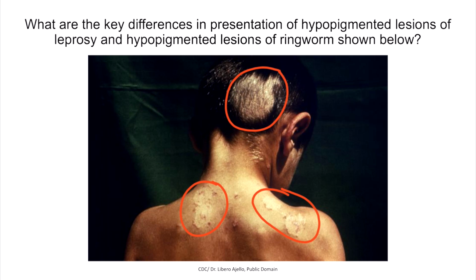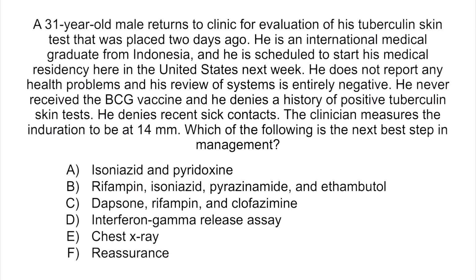All right, let's conclude this lecture with a final multiple choice question. A 31-year-old male returns to clinic for evaluation of his tuberculin skin test that was placed 2 days ago. He is an international medical graduate from Indonesia, and he is scheduled to start his medical residency here in the United States next week. He does not report any health problems, and his review of systems is entirely negative. He never received the BCG vaccine, and he denies a history of positive tuberculin skin tests. He denies recent sick contacts. The clinician measures the induration to be at 14 millimeters. Which of the following is the next best step in management?